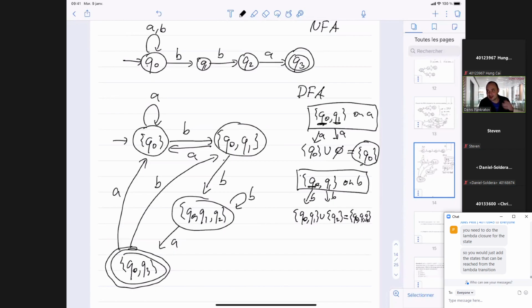Okay, was this clear? Was it too fast or was it confusing? Let me know.